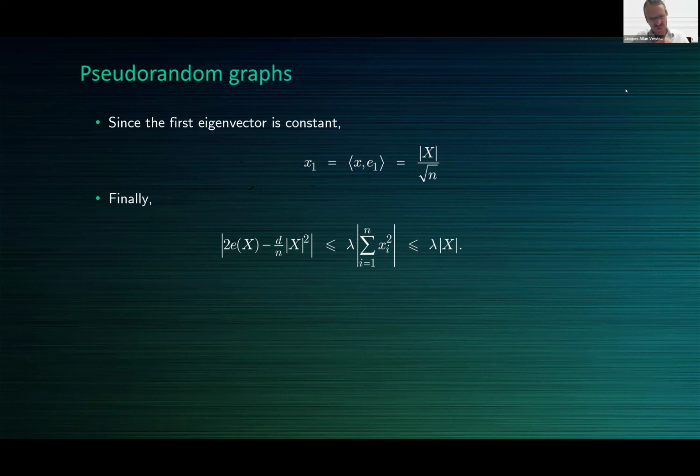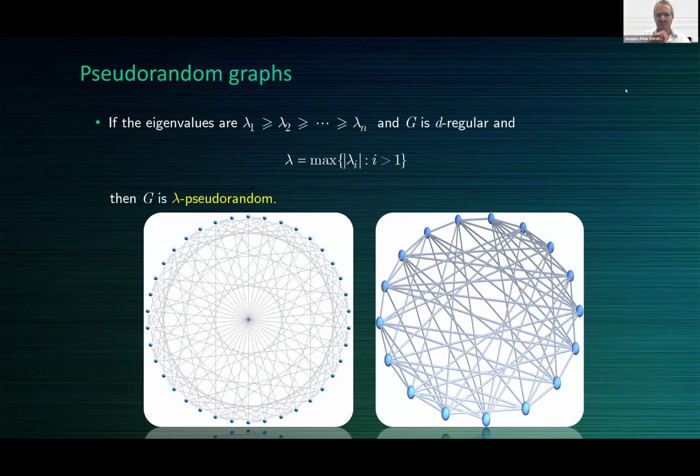And so what you finally get is this expression here: twice the number of edges in X minus, now you should view this d over n times |X| squared as the expected number of edges in a set that's chosen randomly and uniformly of size |X|. Okay. So this is measuring the deviation of the number of edges in any set from what you expect it to be. And it's explicitly controlled by that number lambda, which we defined before. And that is why these things are called lambda pseudo-random.